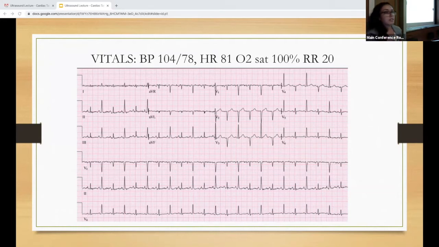Can someone interpret this EKG for me? Maybe one of the juniors? Normal sinus with electrical alternans. Yes, so we're talking about cardiac tamponade. So we have a low voltage, normal sinus EKG with evidence of electrical alternans.